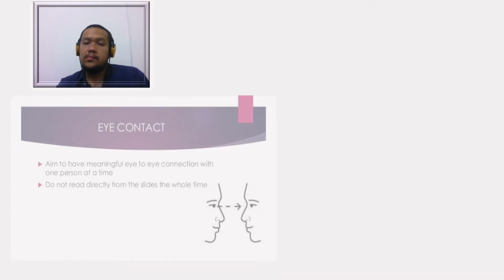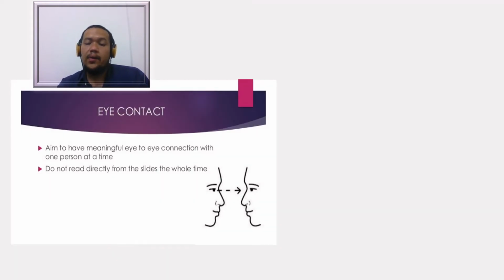Okay, besides hand gestures and body posture, we will talk about another important thing, what we call eye contact. How do you move your eyes? We aim to have a meaningful eye-to-eye connection with one person at a time, and we do not read directly from the slide the whole time, especially if you have a PowerPoint slide when you give a speech. When you want to read from the slide, make sure you don't forget the audience.